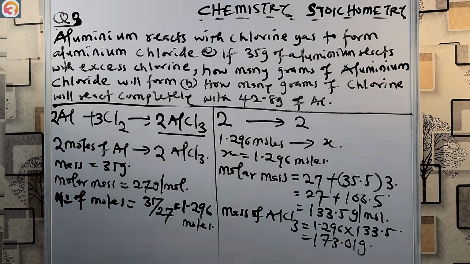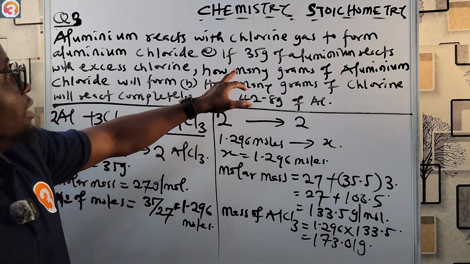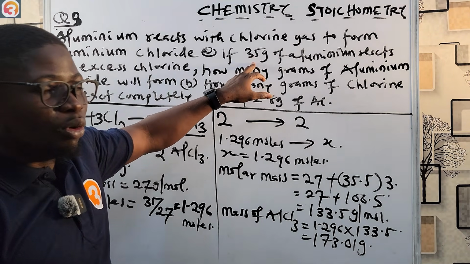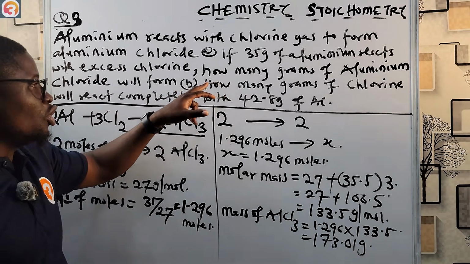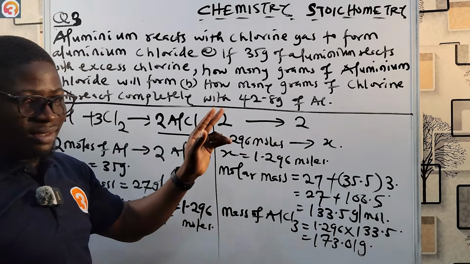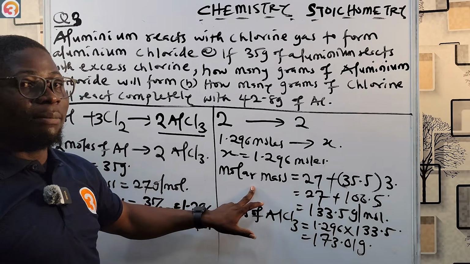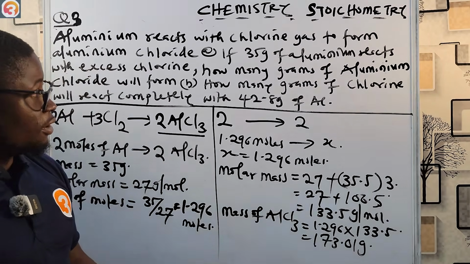We use what we have to get what we want. We are given the mass of aluminium, so we look for the number of moles of aluminium, so that we can use the ratio to find the number of moles of aluminium chloride that will form. Since we now have the number of moles, we can straightforwardly calculate the molar mass and get our answer. Very easy. So now let's go to the second part of the question.